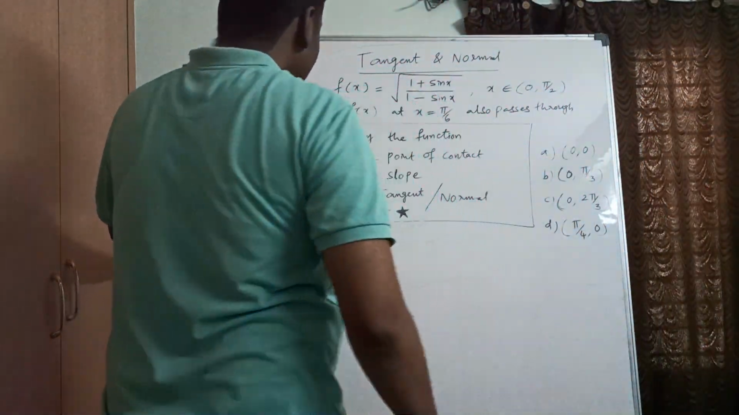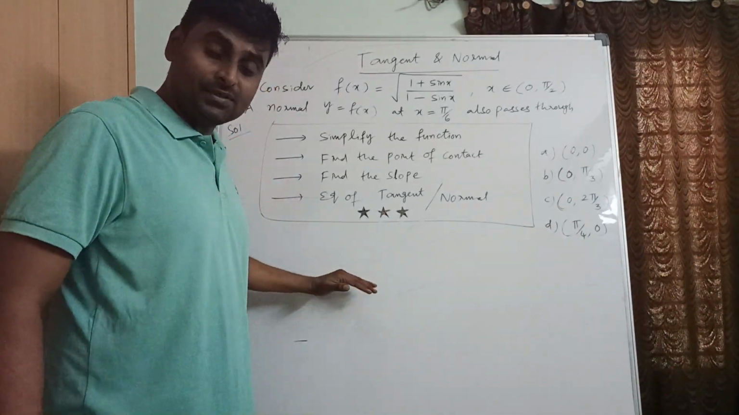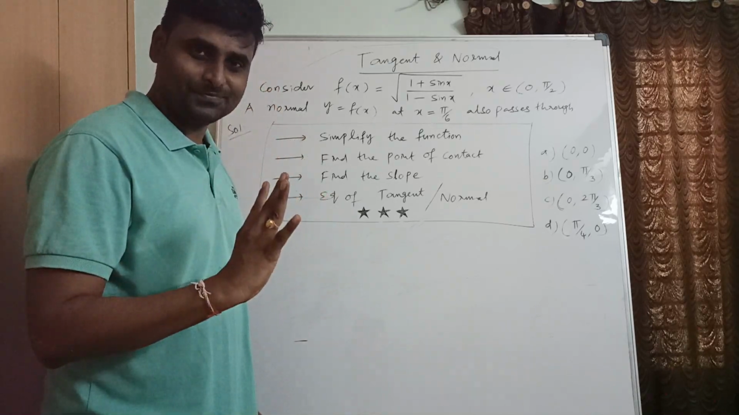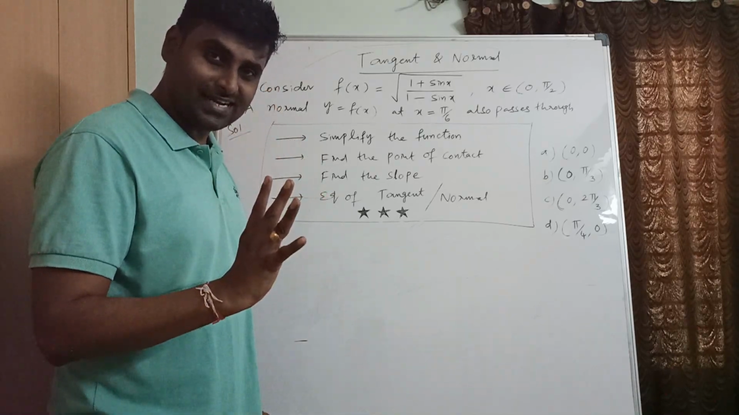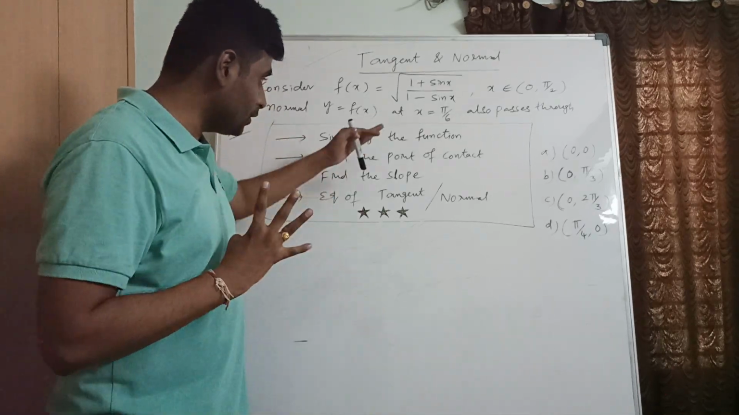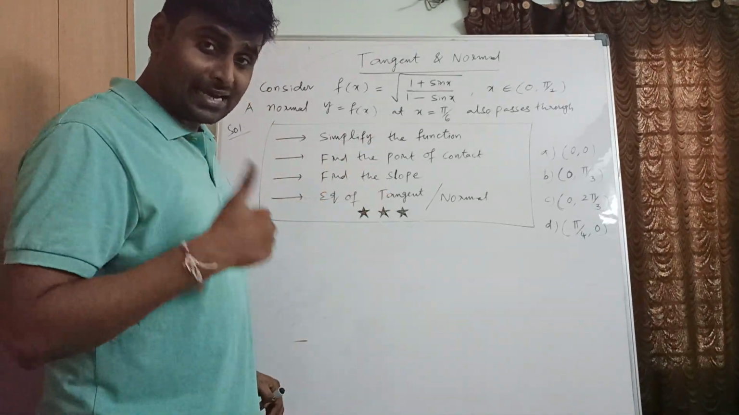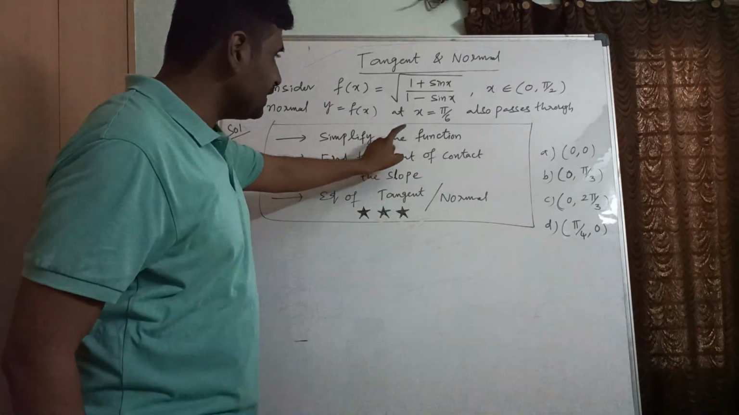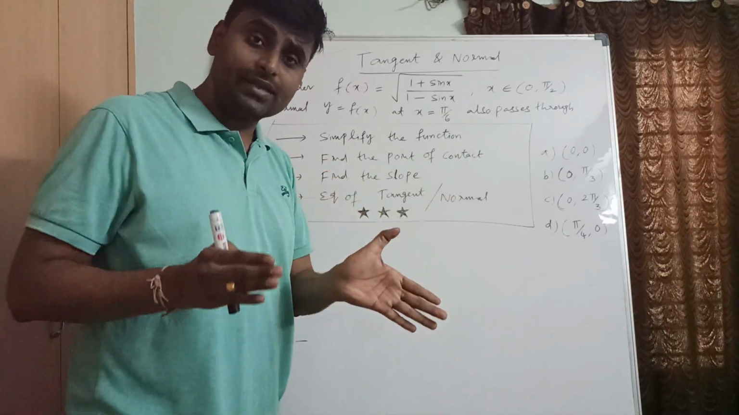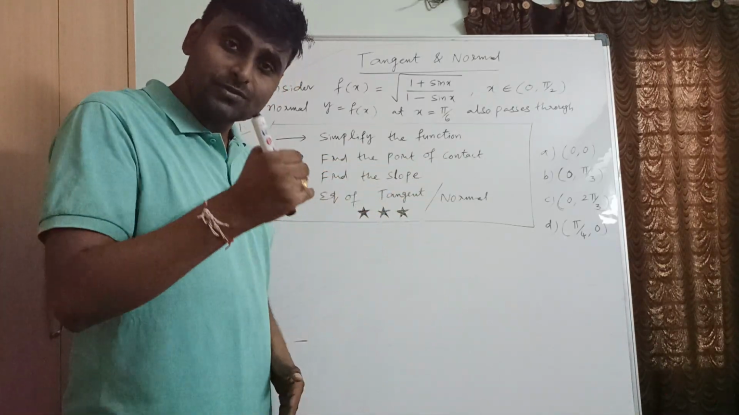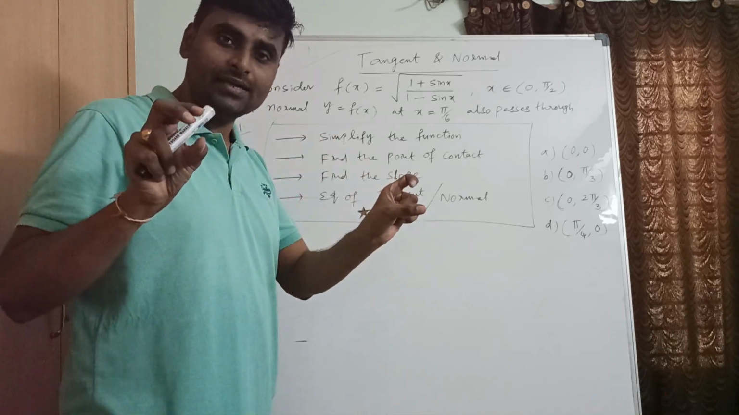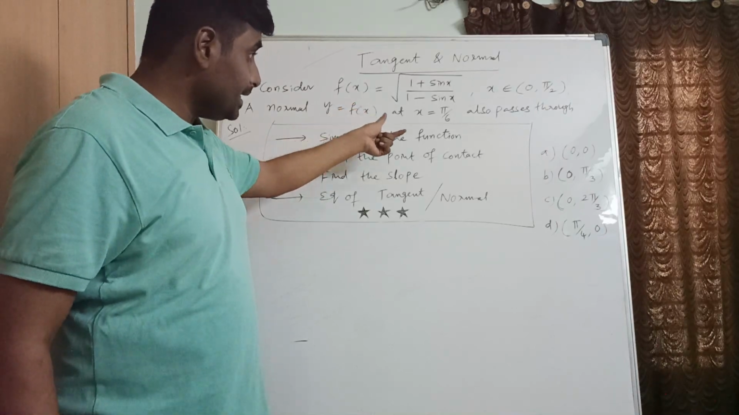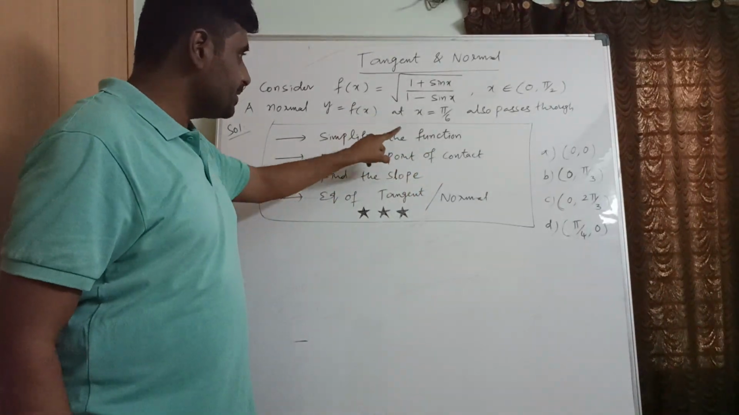So, see here, to solve any problem in this chapter, tangent and normal, there are 4 golden rules to follow. These are very easy to understand. So by making use of these 4 rules, we can kill any problem. See here. Now, first of all, we have to simplify the function. Whenever the function is not given in simplest manner, we have to simplify it to make it easy to derivate. First we have to simplify the function.